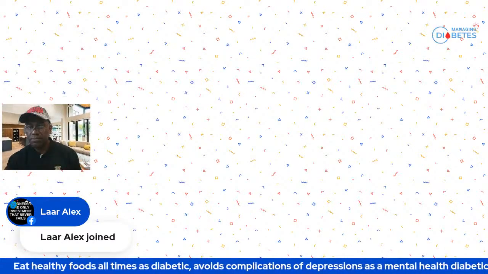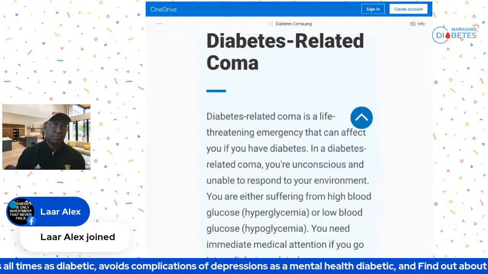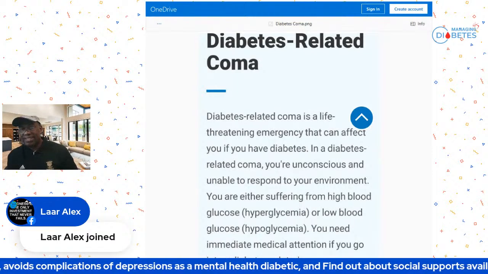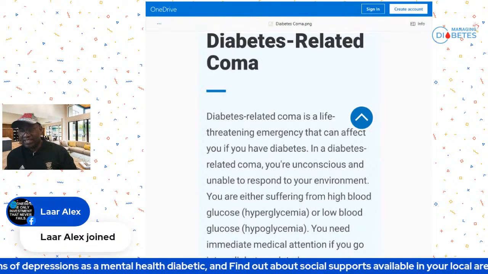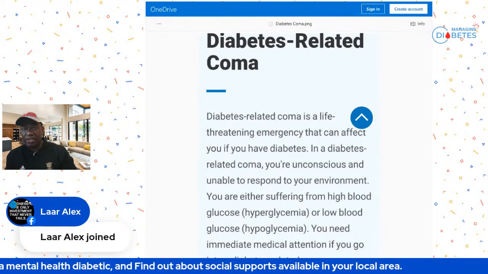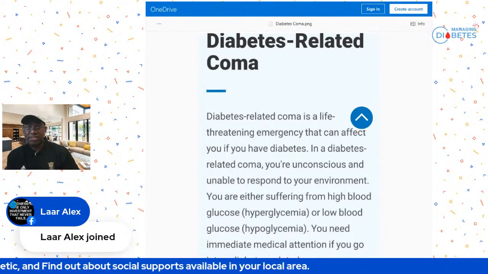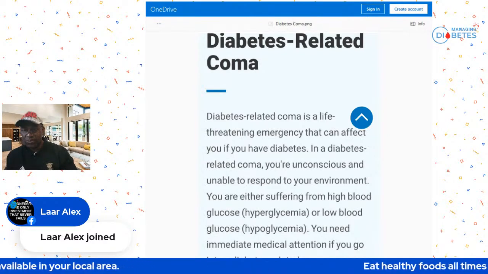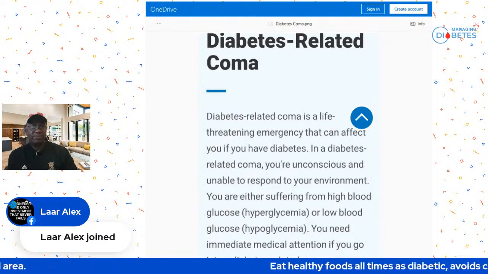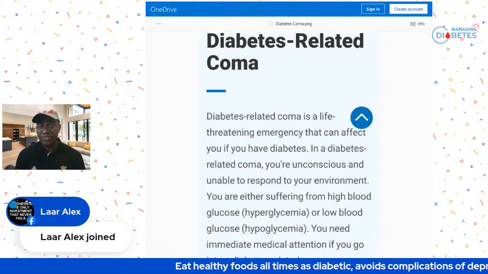Once more again, I'm going to go back and share this again. So this is what diabetes related coma is. This is the definition of when somebody is in a diabetes coma. So if you go through it, you'll be able to understand what is diabetes coma. That is what it means by diabetes related coma.